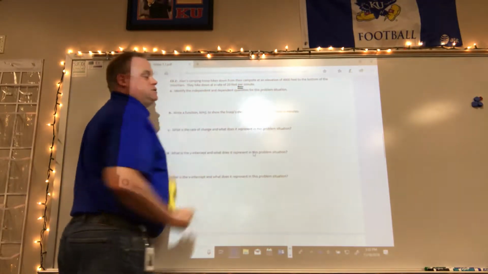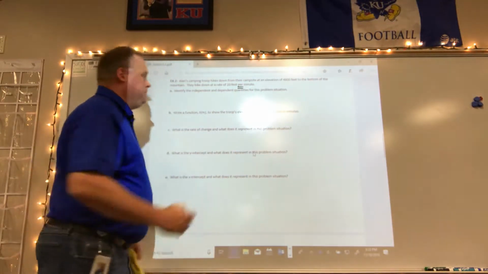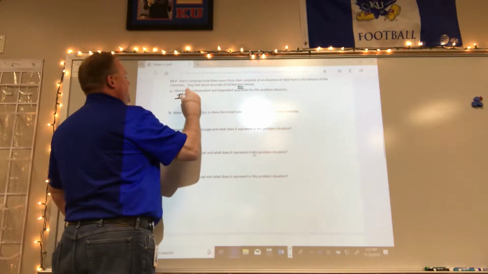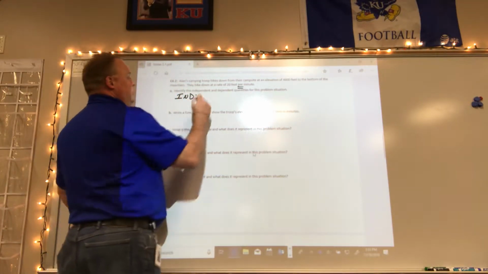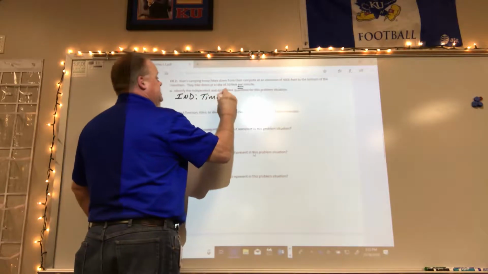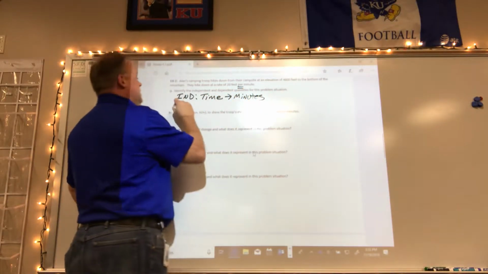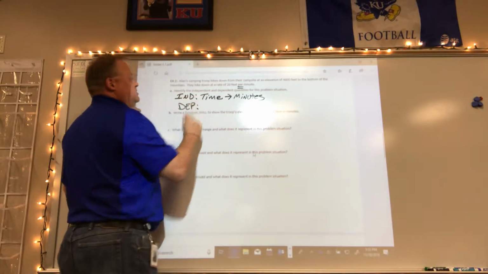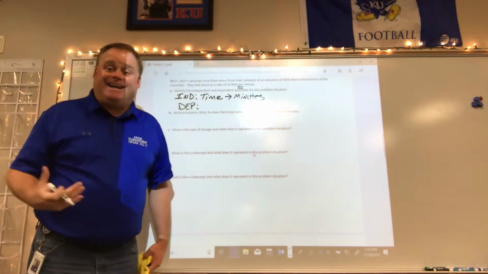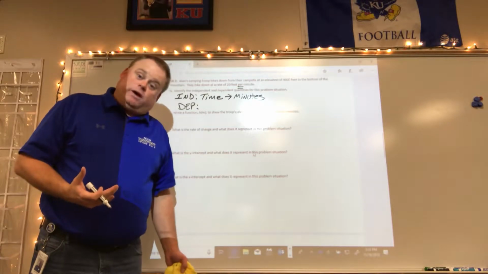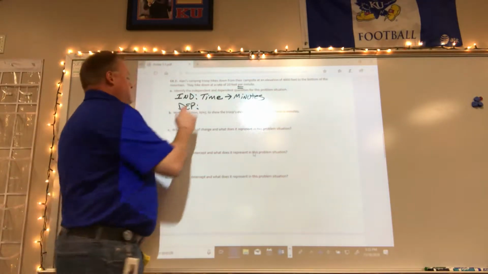Big word there for us. We should know what that means, because it indicates our independent variable, which is time. In this case, it's going to be in minutes. It gives us our dependent variable, which is right in front of it, which is height. We're going to measure that in what? You got it, feet.